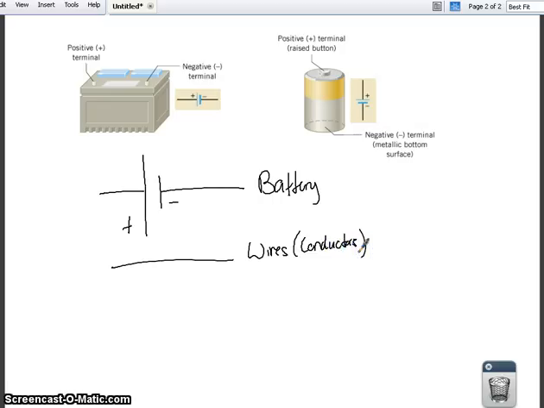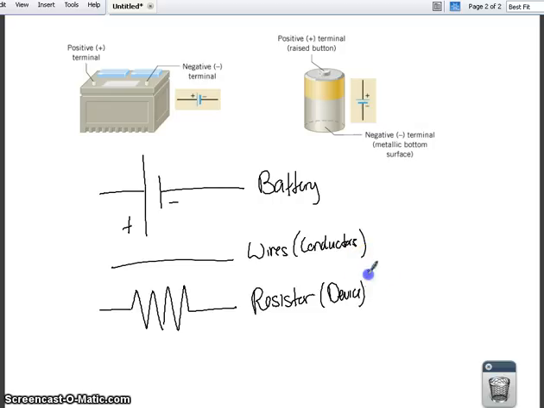Okay, if we see a symbol that looks like this, this is a resistor. And a resistor can be many, many things. A resistor is really any sort of device. It can be a lamp or a light bulb. It could be a buzzer. It could be a fan. It could be a solenoid. It could be really any sort of device, or it could just be a straight resistor.